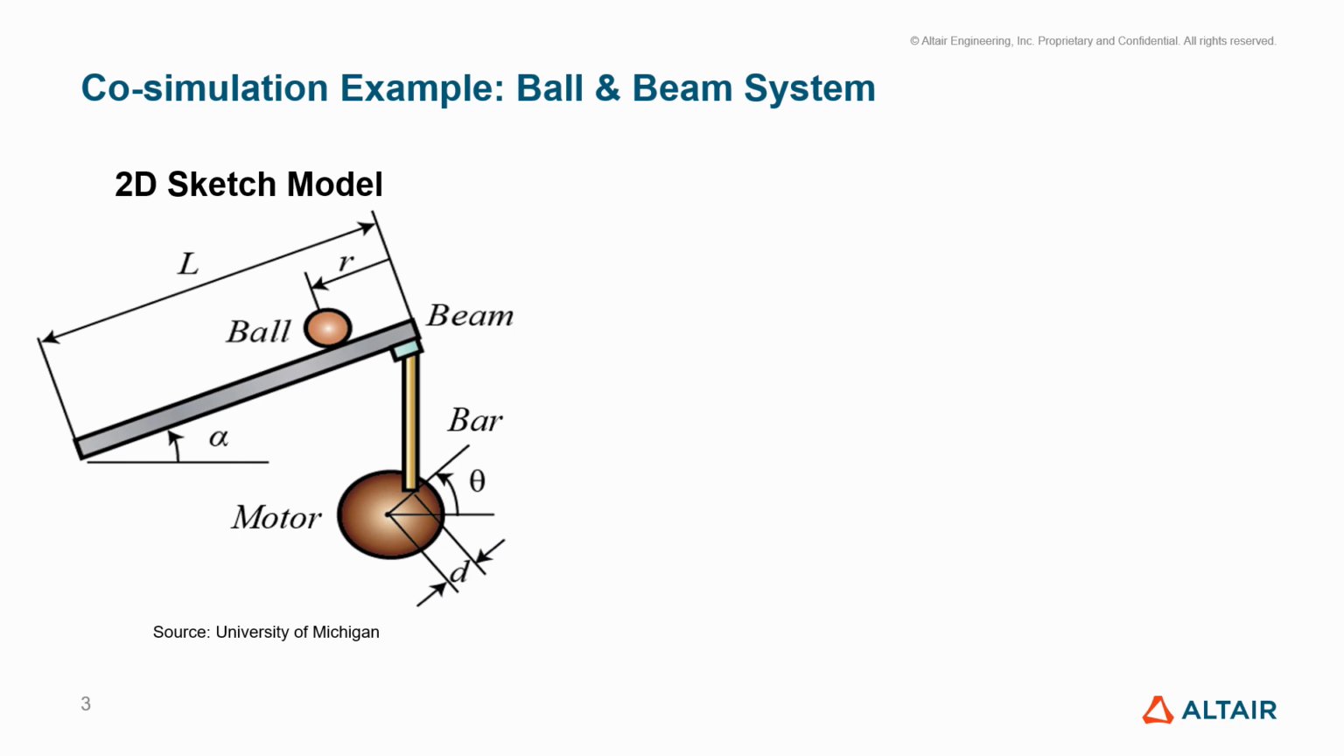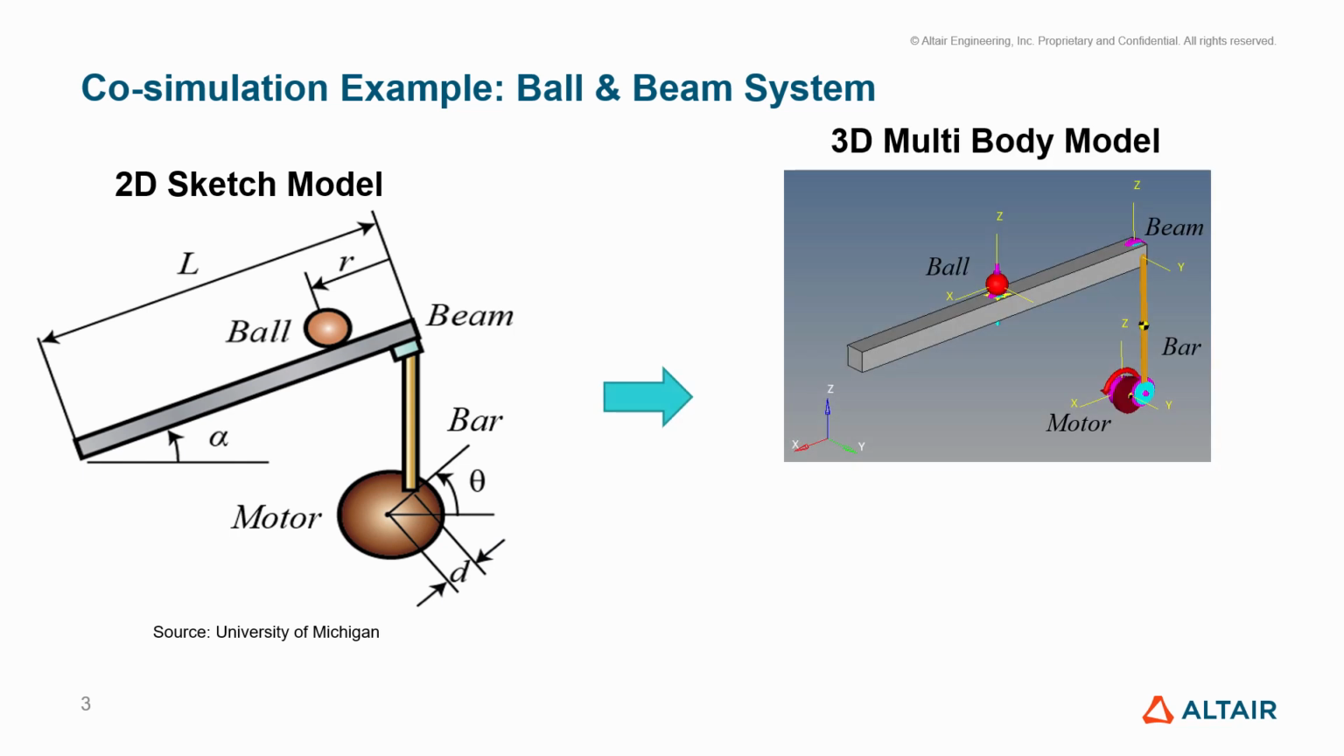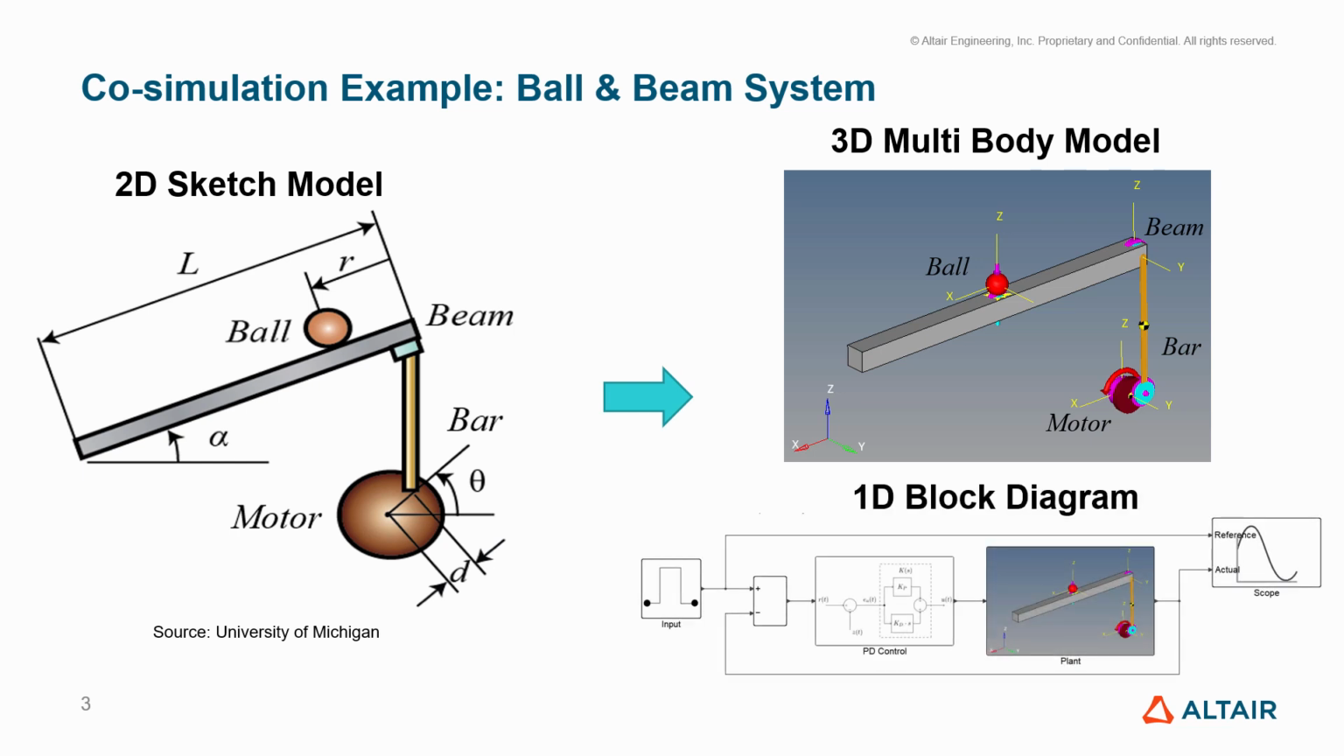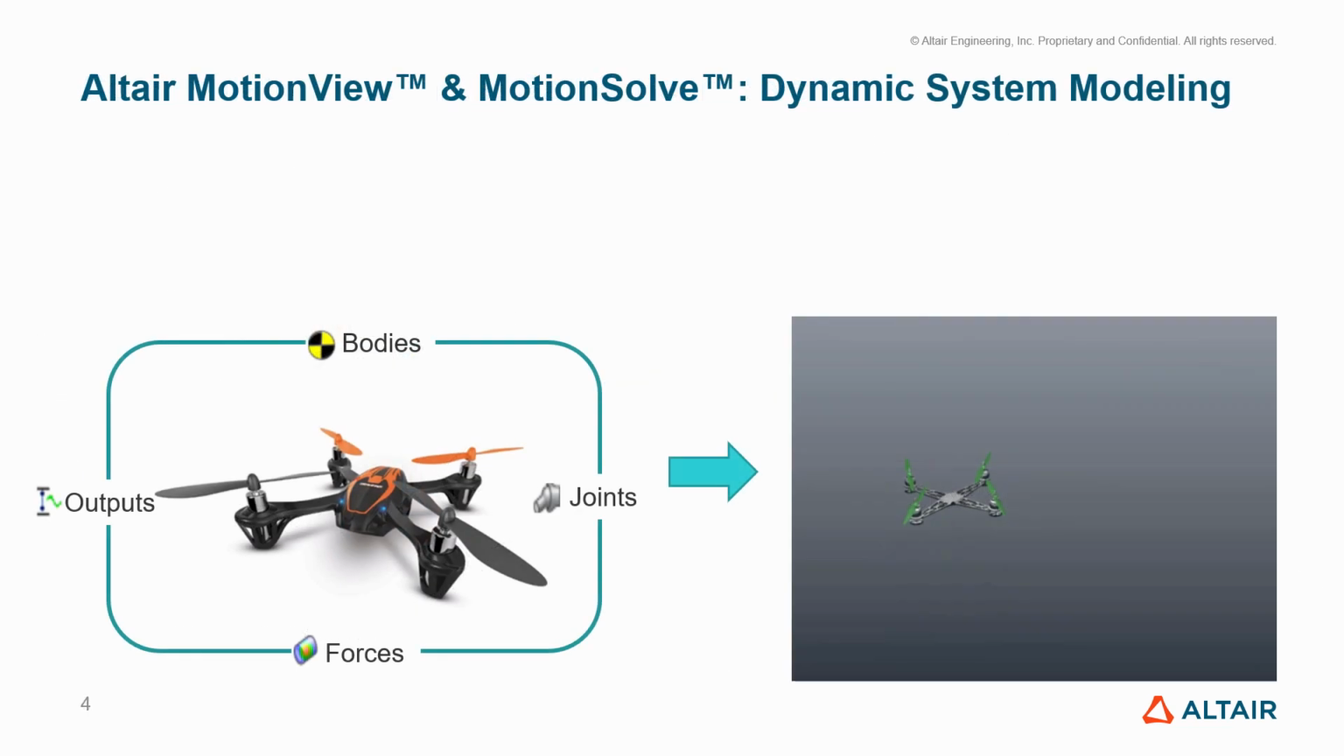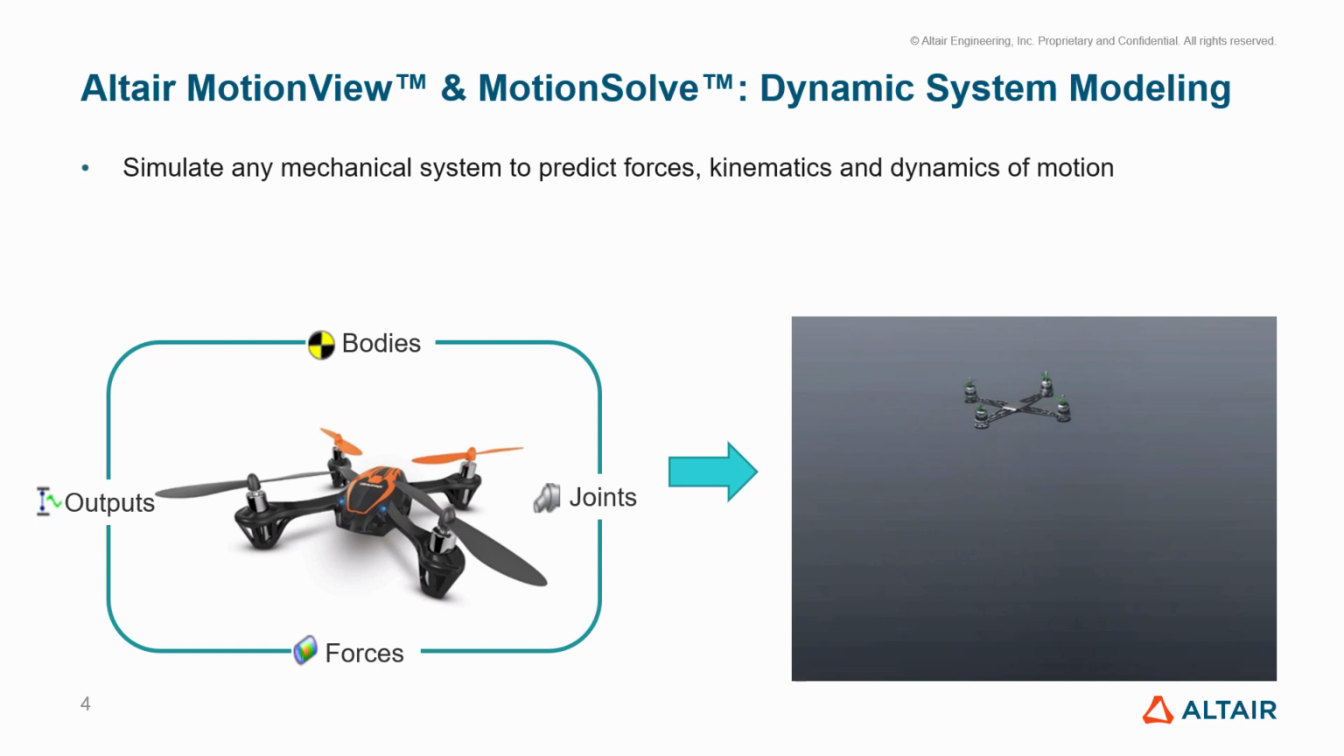So, to solve this system, the 3D model will be modeled in a multibody software, and then that model will be the plant of our 1D control model, based on block diagrams. Regarding our main multibody platform, where dynamic systems are modeled, we will use MotionView and MotionSolve. With them, we can simulate any mechanical system, predicting force, kinematics, and even dynamics of the motion.